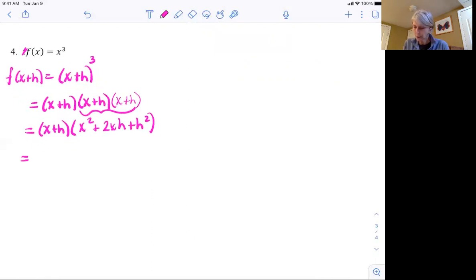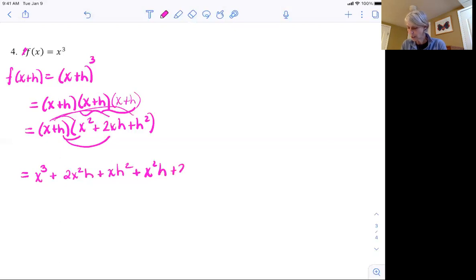Now we're going to work it through. So I'm going to distribute x cubed plus 2x squared h plus xh squared. Now I'm going to distribute my h: plus x squared h plus 2xh squared plus h cubed. Clean this guy up.